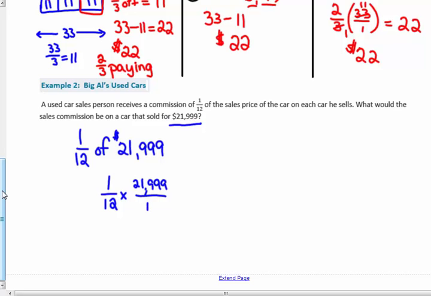And when I get that, I get 21,999 over 12. Doing that division with a calculator helping me, the answer is 1/12 of $21,999 is $1,833.25. So the used car salesperson is going to make a little over $1,800 for selling that almost $22,000 car. So 1/12 of the sale price means to do 1/12 times the sale price. Of means multiply.